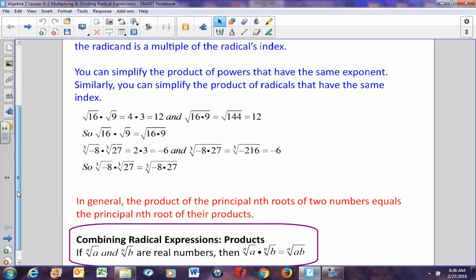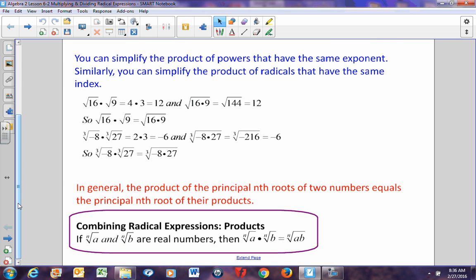Let's take a look at a couple of examples here. So if we have the square root of 16 times the square root of 9, the square root of 16 is 4, the square root of 9 is 3, so I can say 4 times 3 is 12. I can do it that way, or I can multiply the square root of 16 times 9 together and get the square root of 144, which is also 12. So you can simplify first and then multiply, or you can multiply and then simplify. You should still get the same answer. In other words, the square root of 16 times the square root of 9 is the same thing as the square root of 16 times 9.